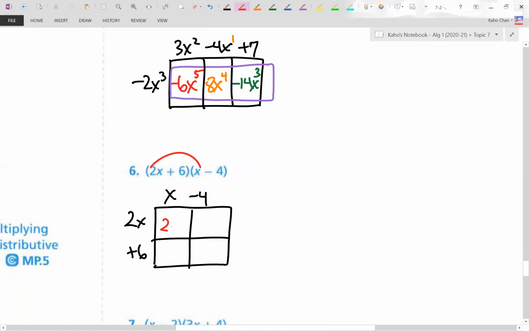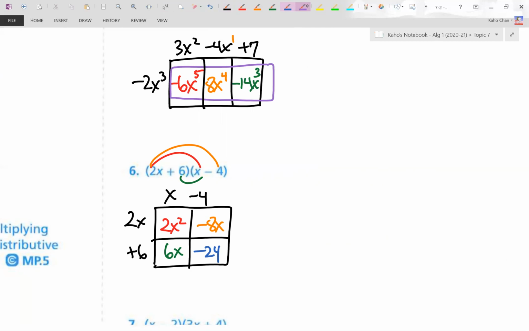2x times x is 2x squared. Outer terms, 2x times negative 4 is negative 8x. Inner terms, 6 times x is 6x. And last terms, let me know if I'm going too fast. 6 times negative 4 is negative 24. Two of those terms can be combined together. 6 minus 8 is negative 2.